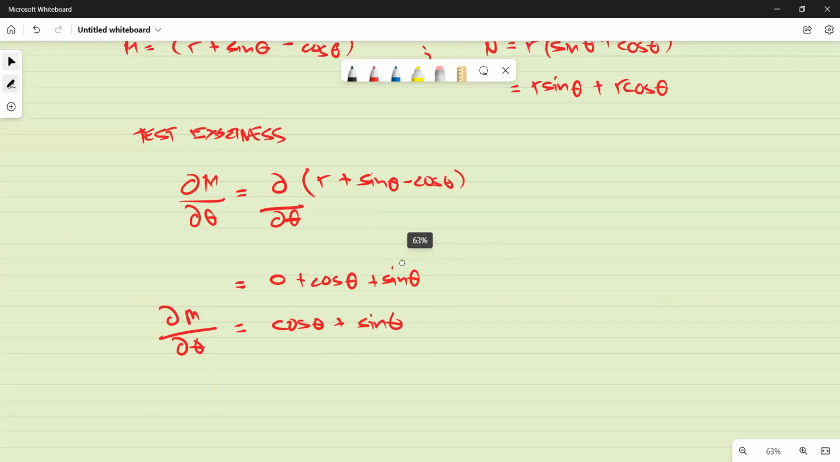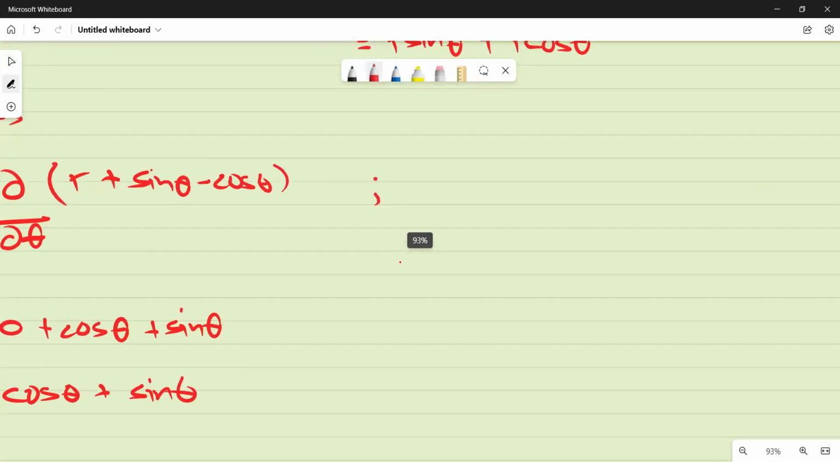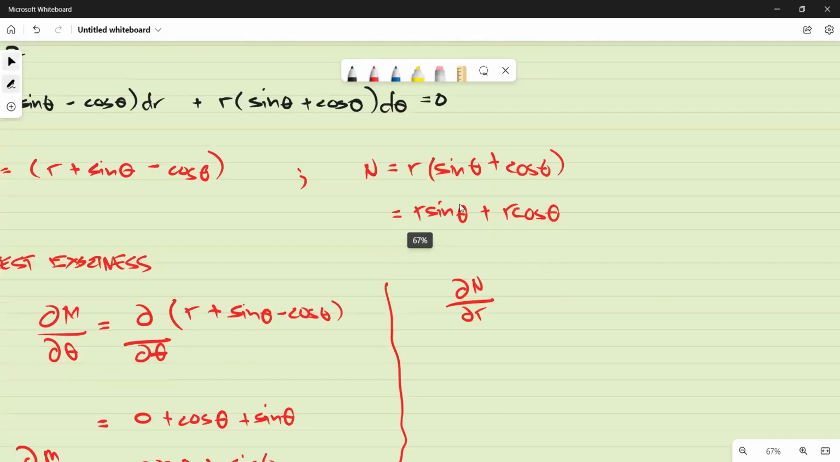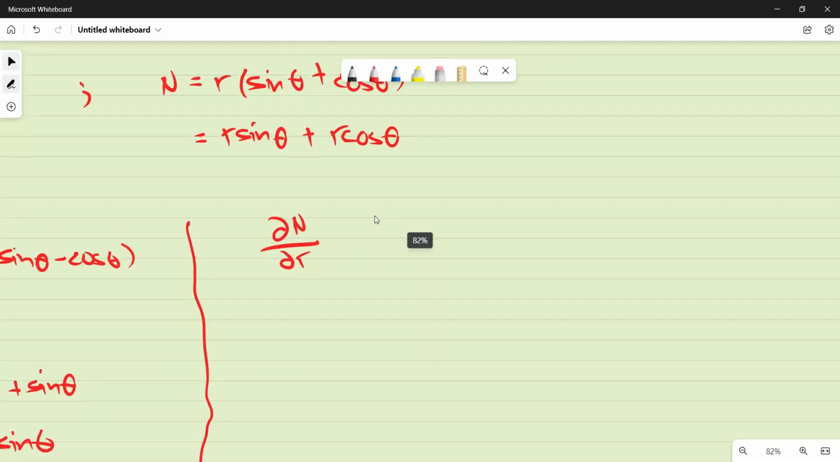Now, yung other one naman, this should be partial of N with respect to R. Kasi kabaligtaran yung ginagawa natin. Kung d theta to, yung dr yung gagamitin natin. Okay? So, how? We just get the partial nung R, ito nung N natin, no? Yung R sine theta plus R cosine theta with respect to R. And since this is with respect to R, lahat ng theta ay constant and yung R yung i-derive natin.